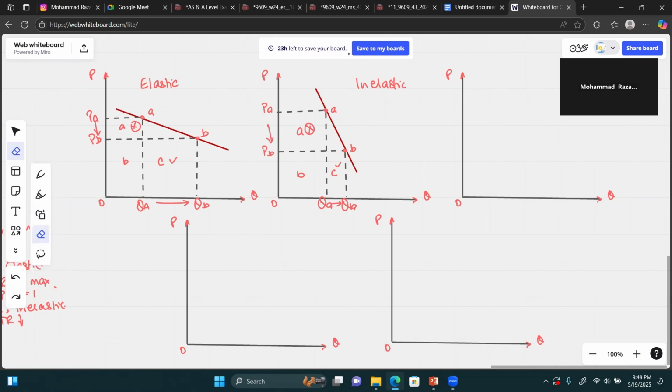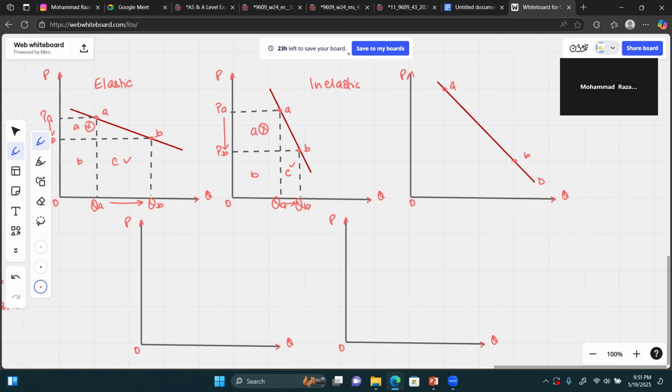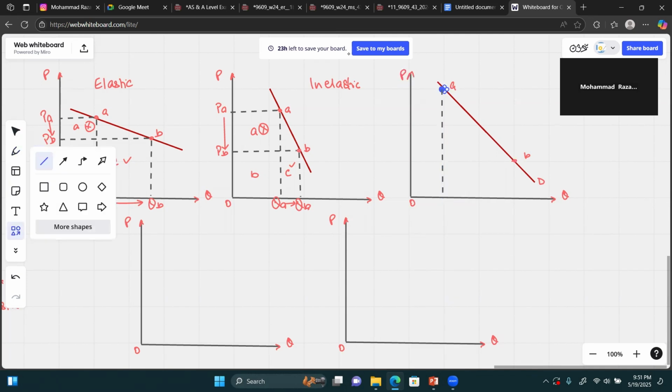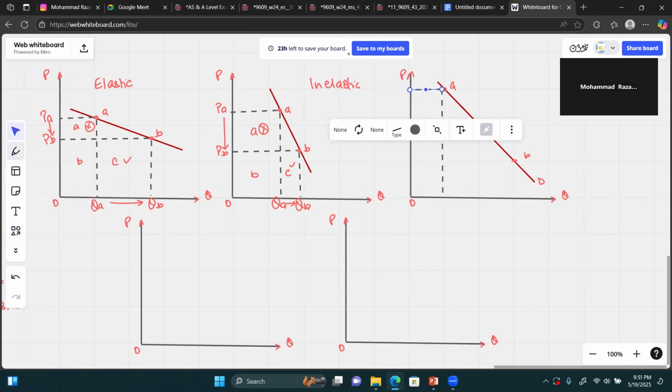Let me just make it more visible and more accurate so that we do not lose marks here. This is going to be like this. Yeah, this point B. And I'll explain why I'm using this for unitary elastic. At point A, let's look at my revenue. This is my price, PA. This is my quantity, QA. What is my revenue? My revenue is these 1, 2, 3 boxes. If you combine all of these three boxes, it will give me my revenue, right?